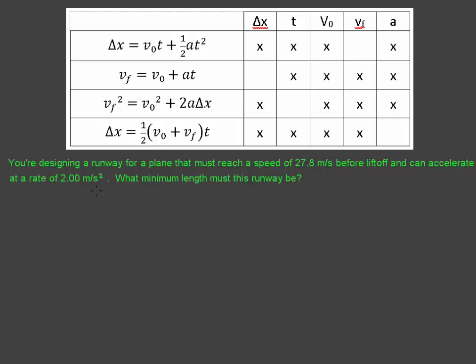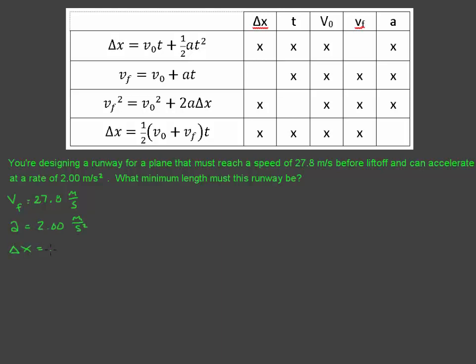So we've got a speed here of 27.8 meters per second. Now the question is, is this our initial or final speed? Well, if you think about it, this plane has to get to that speed in order to take off. So this is our final speed. And the next number I see is an acceleration rate of 2 meters per second squared. So I'm going to write that. And finally, it says, what's the minimum length of the runway? That's a length. That would be our delta x.